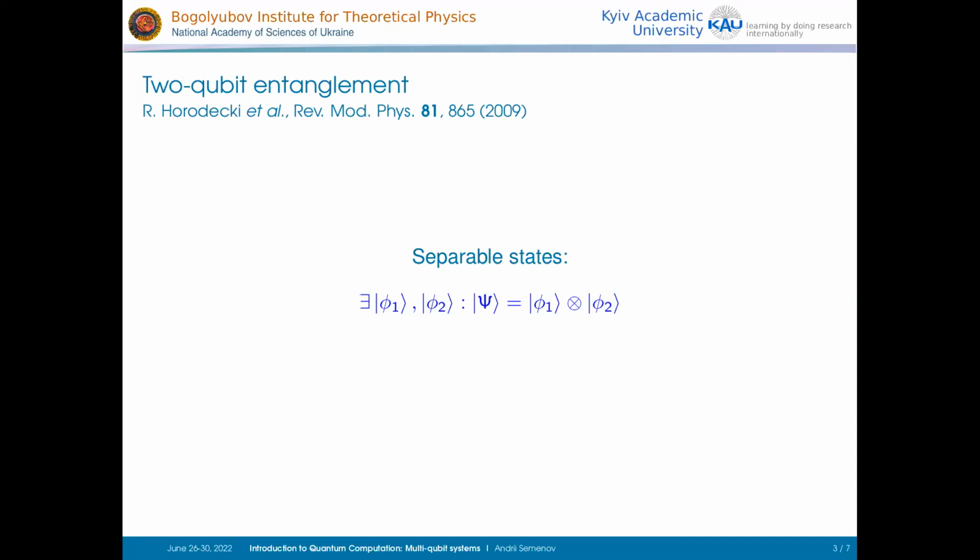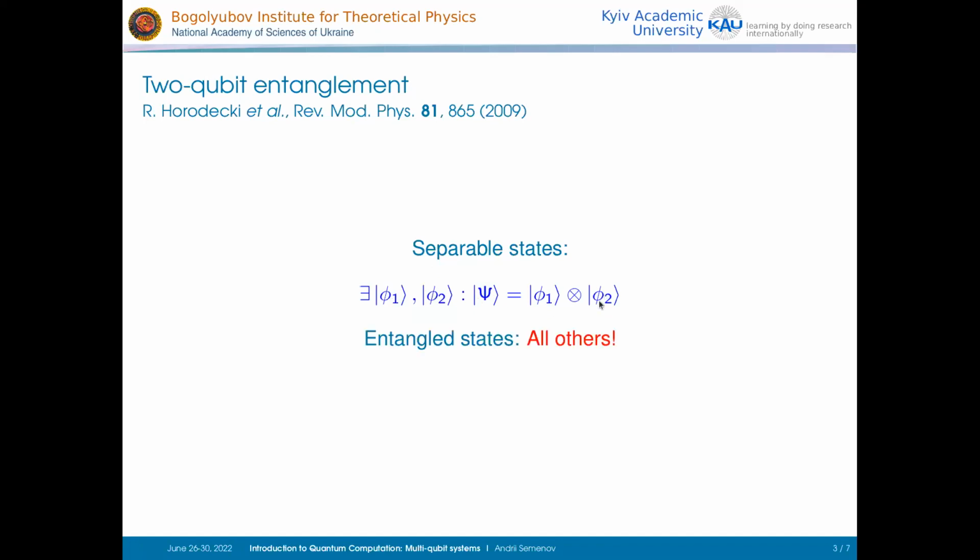And now we will continue with entanglement. What is this mysterious property of quantum systems? How do we define what entangled states are? Actually, for me it's easier to define what an unentangled or separable state is. A separable state is such a state psi that there exist two other states, phi1 and phi2, such that it can be presented like this. All other states are entangled. And this is the definition.